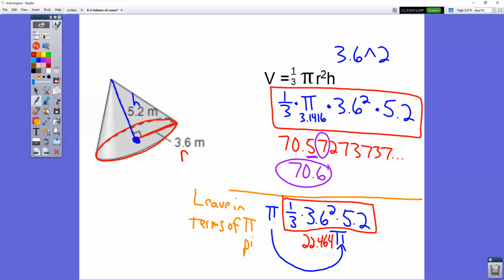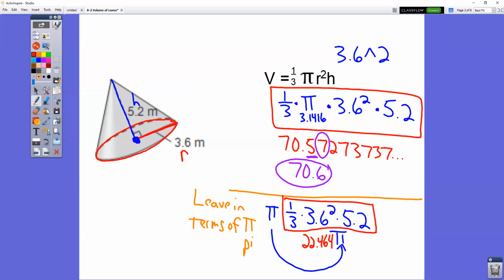22.464. Again, you don't round these ones. We're just going to leave it however it is. You only round the ones that we're rounding to the nearest tenth. So you get 22.464 and just stick that pi symbol at the end.